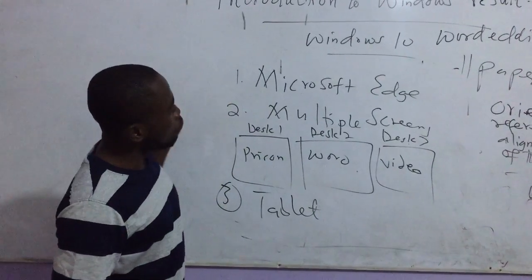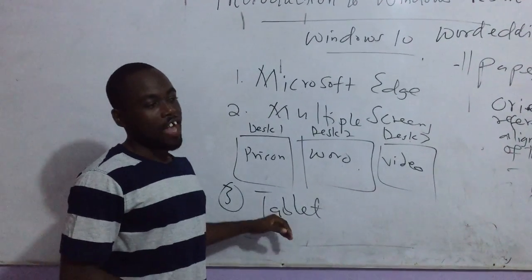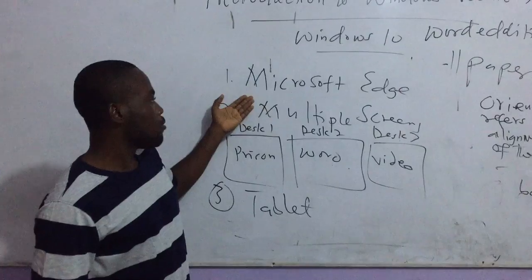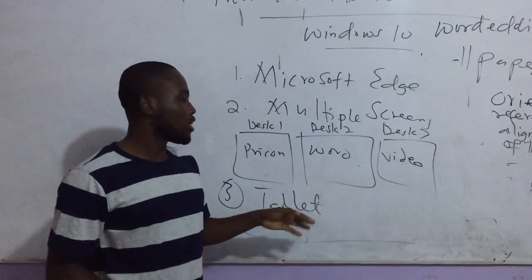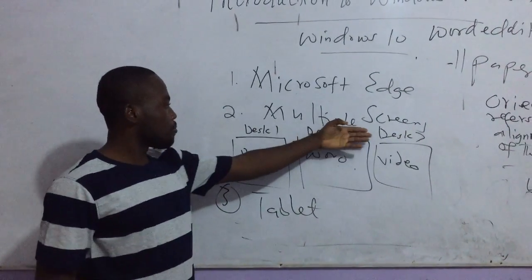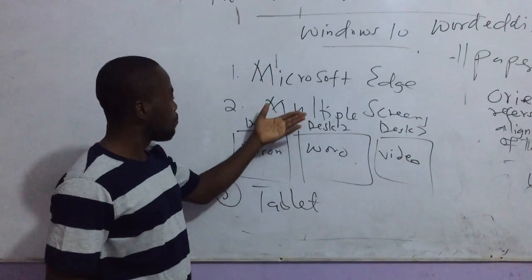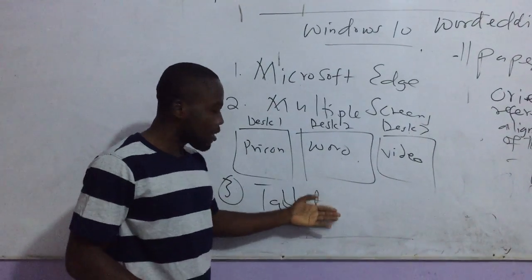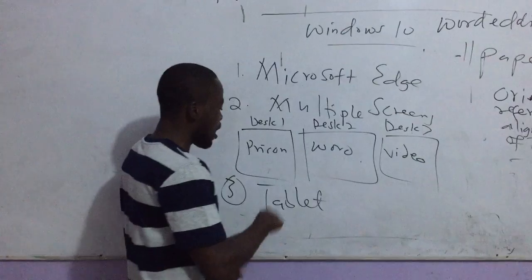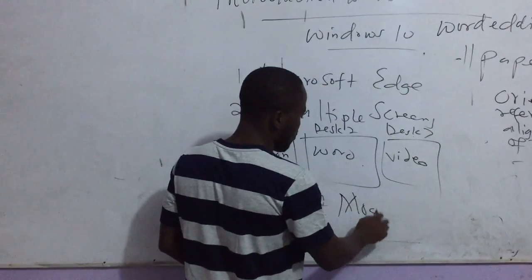So when I ask you to mention and explain 5 features of Windows 10, you should be able to tell me that Windows 10 has Microsoft Edge. Other versions of Windows don't have that. It has multiple screens. Other versions don't have multiple screens. Then it has the tablet mode. Other versions don't have the tablet mode.